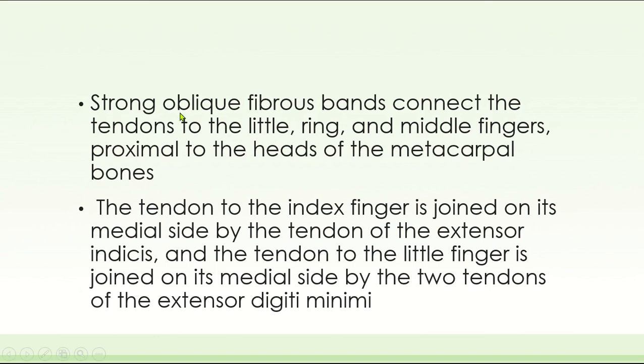Strong oblique fibrous bands connect the tendons to the little, ring and middle finger proximal to the heads of the metacarpal bones. The tendon to the index finger is joined on its medial side by the tendon of the extensor indicis, and the tendon to the little finger is joined on its medial side by the two tendons of the extensor digiti minimi.